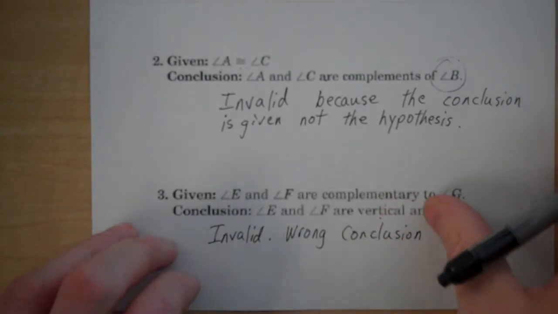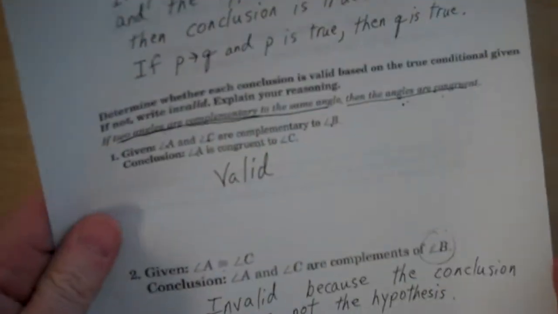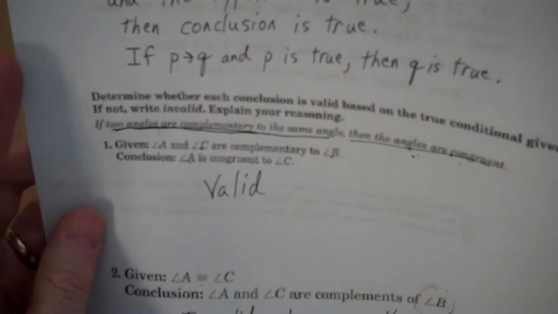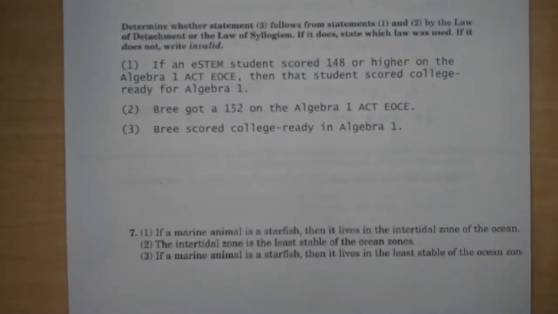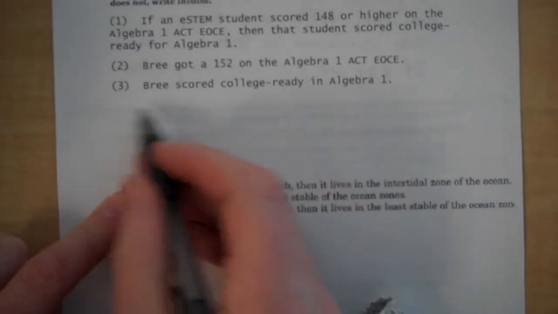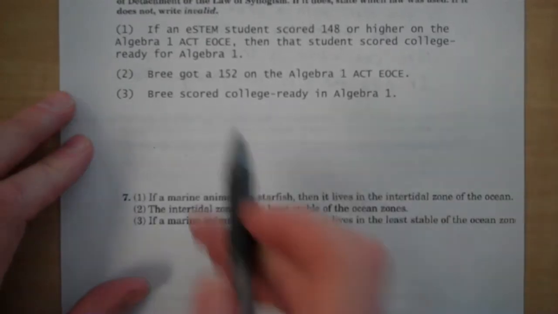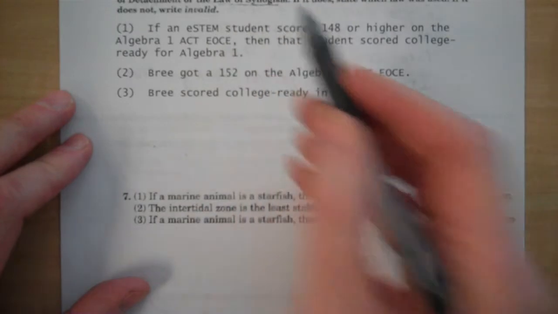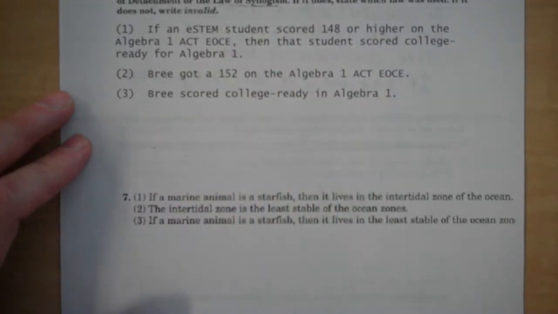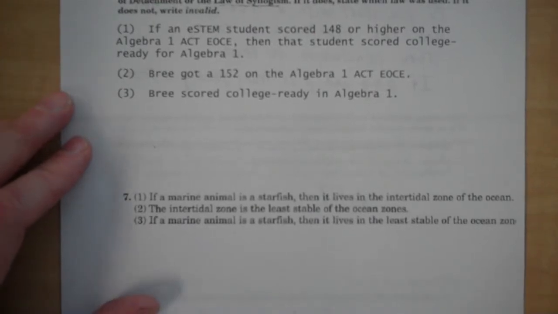Okay, let's look at our time here. I think we've got time to look at a couple more. And I'll turn the paper over. And here's what we're to do here. It says determine whether statement 3, the third statement, follows from statements 1 and 2 by the law of detachment or the law of syllogism, the one we have discussed in class. If it does, state which law was used. If it does not, write invalid.